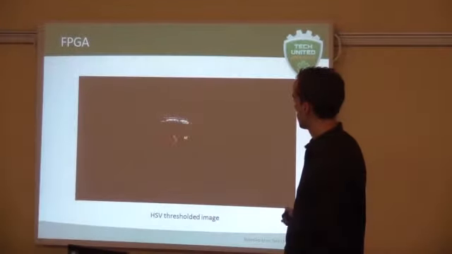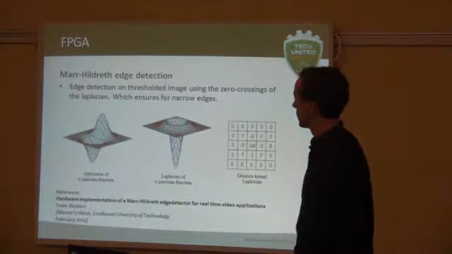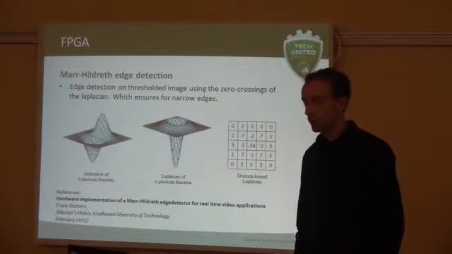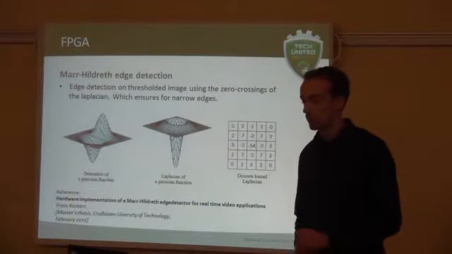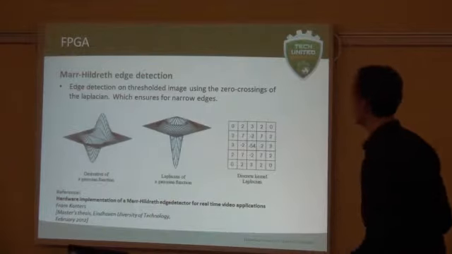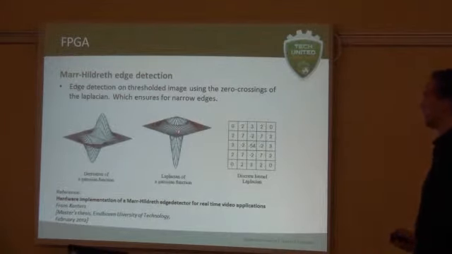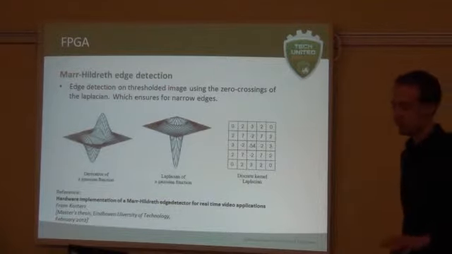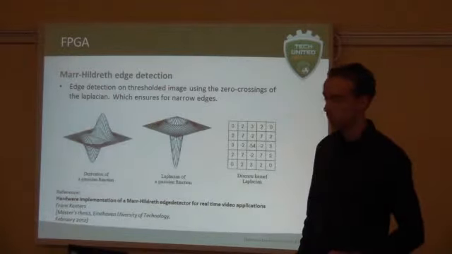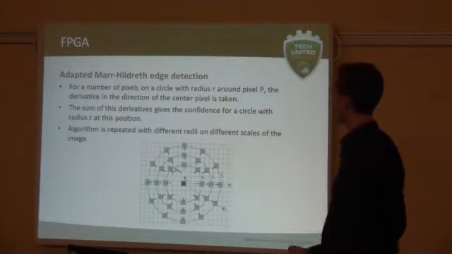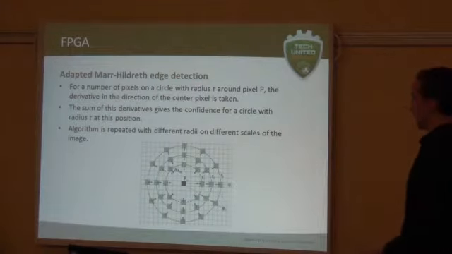So then we have this threshold image, and what we want to do is detect this circular ball over here. So we do it with an edge detection algorithm. We use a slight variation of the more normal edge detection, which actually uses the Laplacian of the Gaussian function. Normally this kind of edge detector detects edges in every direction, but we're only searching for balls, so we have a tuned form of that. What we do is we search for the derivative in the center direction.